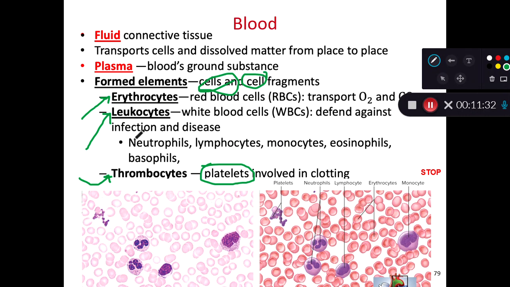And as we look at the leukocytes that we have in our bodies, they are referred to as neutrophils, lymphocytes, monocytes, eosinophils, and basophils. Those are the five broad categories of leukocytes.